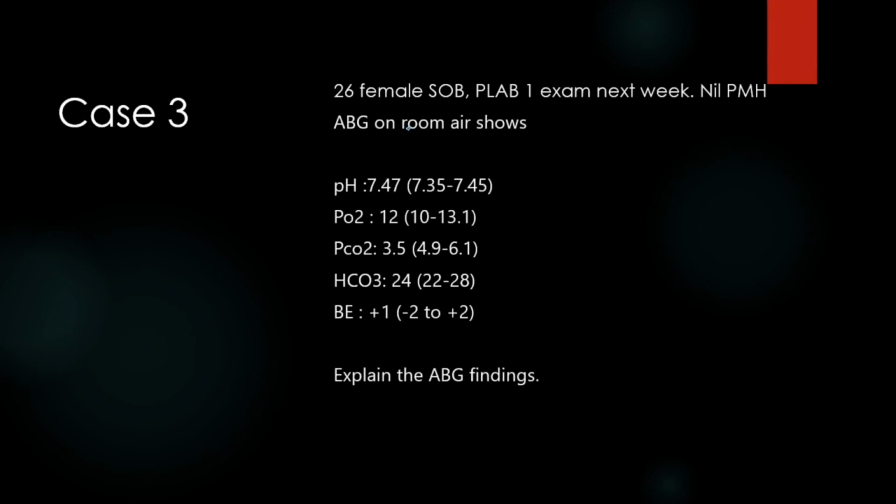So this is interesting. We've got a 26-year-old doctor coming in because she's short of breath, and it turns out she's got a PLAB exam coming up next week. She's usually fit and well, and her blood gas on room air shows a pH of 7.47, so we know she's alkalemic. PO2 is normal, PCO2 is reduced, 3.5, and her bicarbonate and base excess levels are normal, so this is a respiratory alkalosis. So this one is relatively straightforward and easy, and this is happening because of her anxiety due to the upcoming exam.